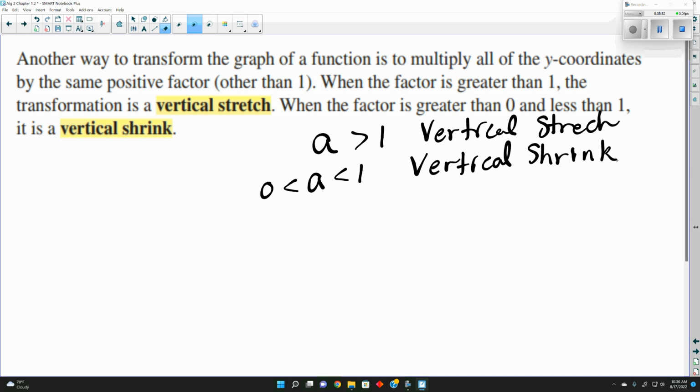But notice with this here, is A in either case negative? No, because if this value is negative, it's not talking about vertical stretch or shrink. It's talking about a reflection across the x-axis. You all see the distinction there? The negative is not attached to this here, it's attached to the reflection.